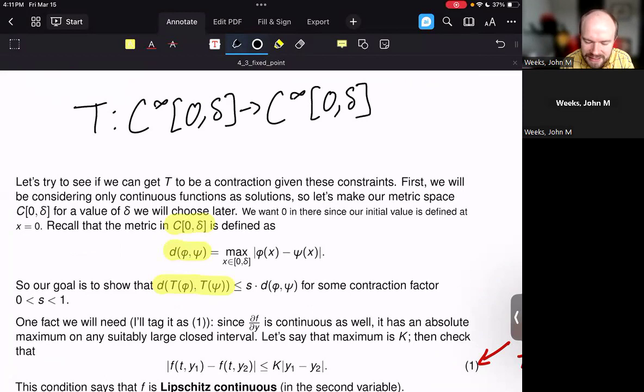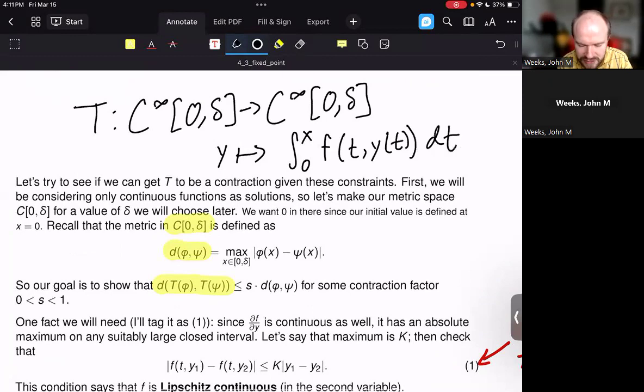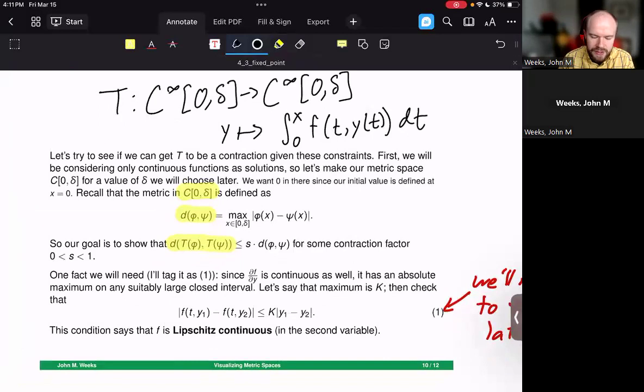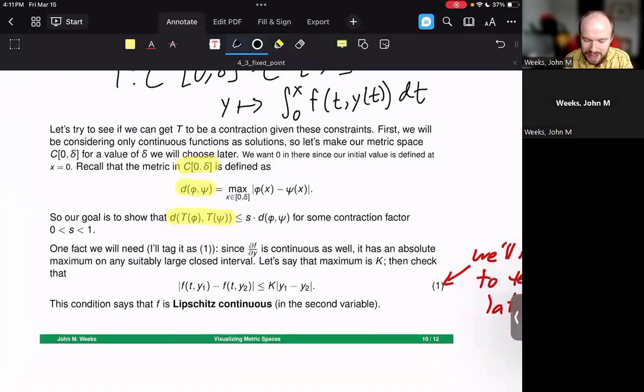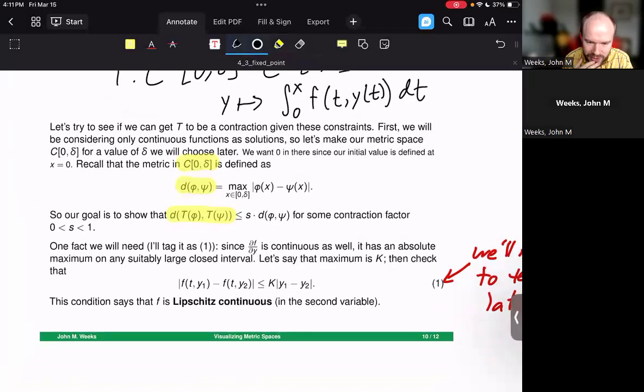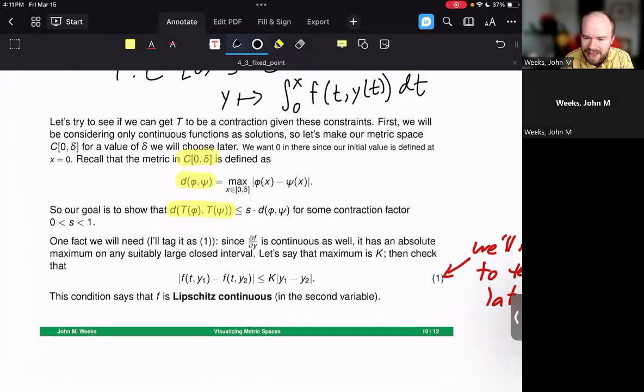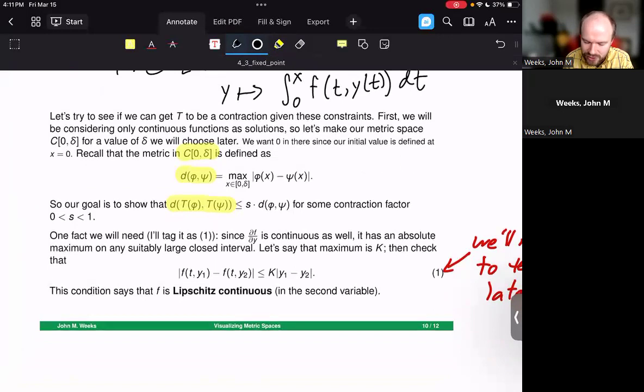And the way that it does is it says, okay, I'm going to take that function y that you just plugged in here, and I'm going to integrate from 0 to x of f of t, comma, y of t, dt. So this is that function T. Our goal is to show that, for some contraction factor between 0 and 1, T is a contraction. One fact that I'm going to need is that this function f is Lipschitz continuous, and that's exactly this fact right down here that we talked about at the very beginning.